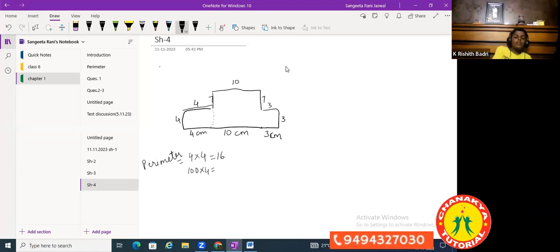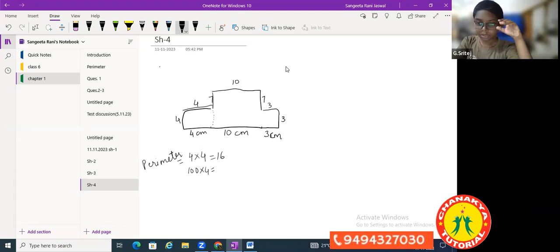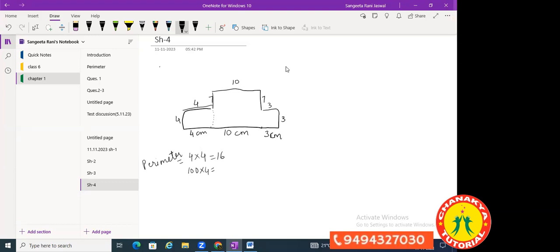Ma'am, you wrote that beside the 4 centimeter square, you wrote it as 7, but it's 6. Ma'am, I got it 55 centimeters. Oh yes, this is 6. This is not 7 because 10 minus 4 is 6. You understood this now? Now calculate the perimeter.